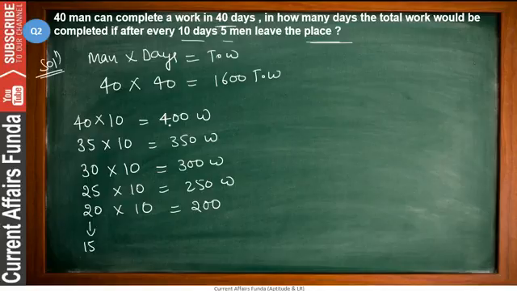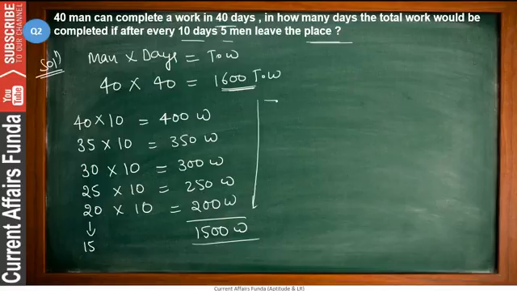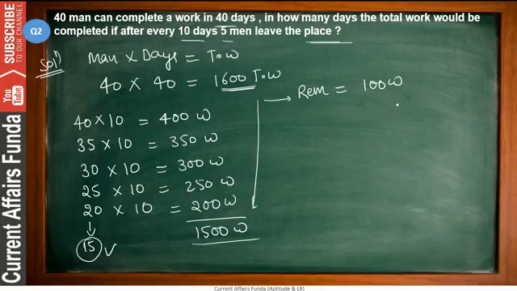So first of all, calculate the amount of work done, it should not exceed the total work. The work done so far, I have already calculated, is 1500. So we can also calculate the remaining work here. The remaining work will be 1600 minus 1500, it will be 100 work. After the 20 men have worked, in the next slot 5 more men leave the place, so 15 men are available. That means 100 work will be done by 15 men.